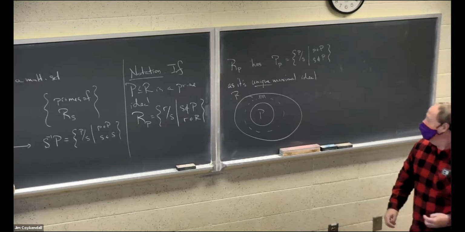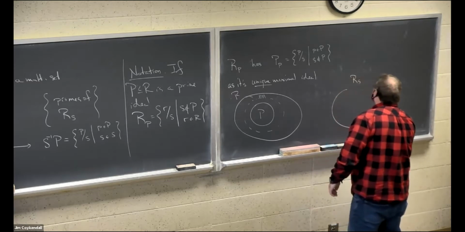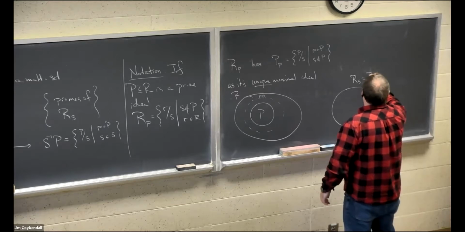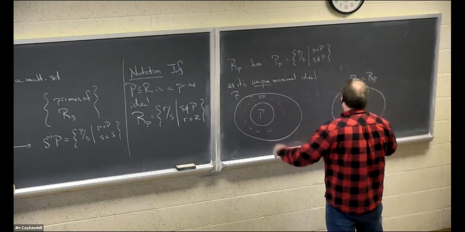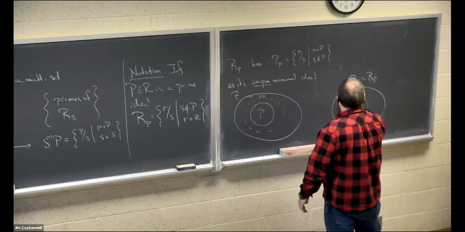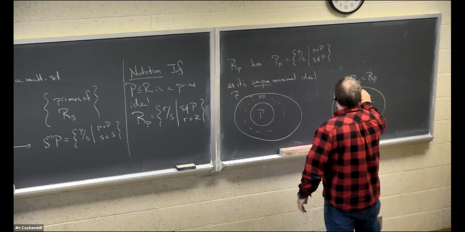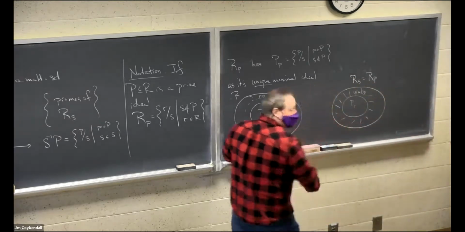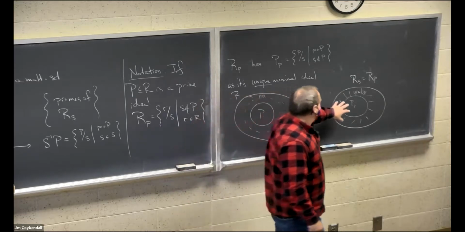Everybody okay with that? And so if you look at R_S, which is R localized at P, what you're doing is you're taking this set here and you're turning everything outside of it into units. These are all units out here. It's not true that everything outside of P is necessarily a unit, right? But it turns everything outside of this into units.